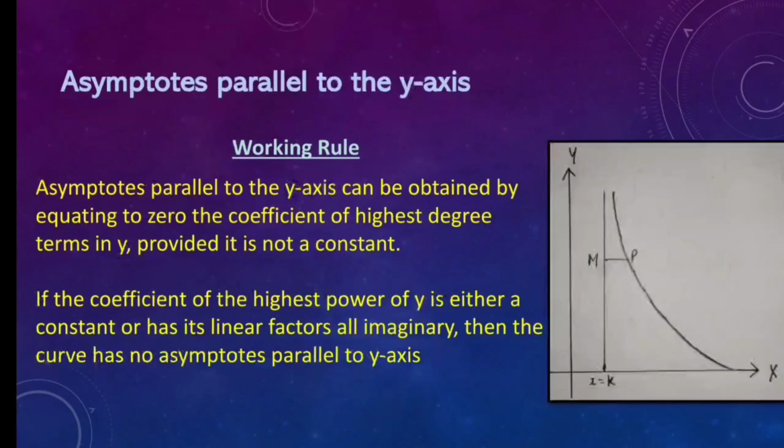Next type is asymptotes parallel to the y-axis. The working rule is asymptotes parallel to the y-axis can be obtained by equating to 0 the coefficient of highest degree terms in y, provided it is not a constant. If the coefficient of the highest power of y is either a constant or has its linear factors all imaginary, then the curve has no asymptotes parallel to the y-axis.